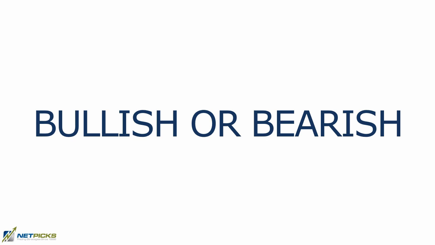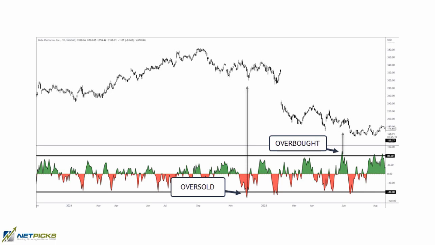So if the overall market's bearish and you're looking to buy, are you going to trade the same way as if the market was bullish? Probably not, especially when you look at it from a risk point of view. We can also use it to show oversold and overbought readings. So a reading below negative 80 is considered oversold, and above 80 is overbought. When the market's oversold, people think it's due for a rebound. When it's overbought, it's thought to be due for a pullback.